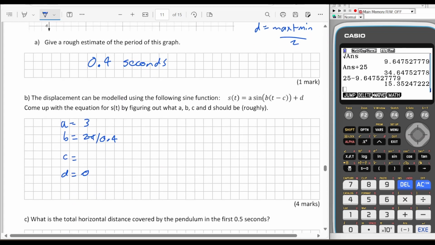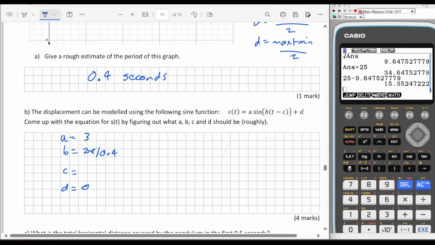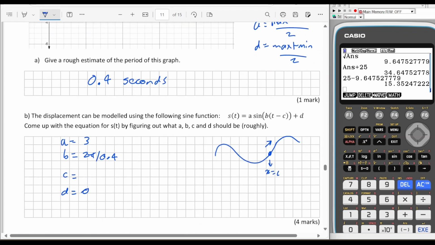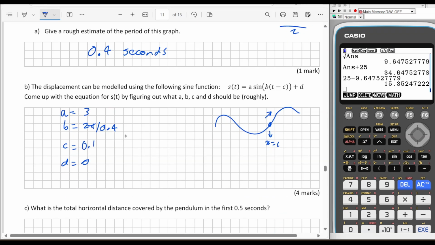Okay, so C is, when we get C, we're looking for the wonderful spot where it's right in the center, but coming back up, and then whatever that value is the X value. So that looks to be happening at 0.1. So C is 0.1. So we're going to have S of T is the A value, so 3 sine of 2 pi over 0.4, T take 0.1, and there's no plus D at the end.